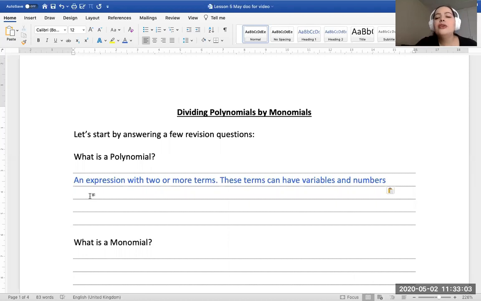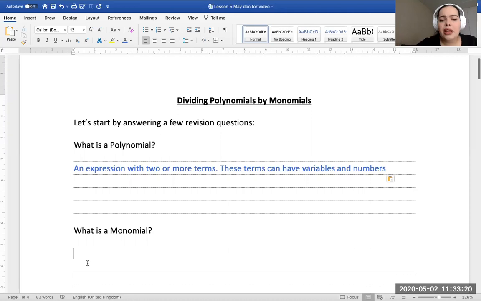All right, these terms can have variables, or the letters, and numbers. Now if the number is on its own, then we call it a constant. And if the number is attached to a variable, then we call that the coefficient of the variable. All right. So if we know what a polynomial is, it's two or more terms, what is a monomial?